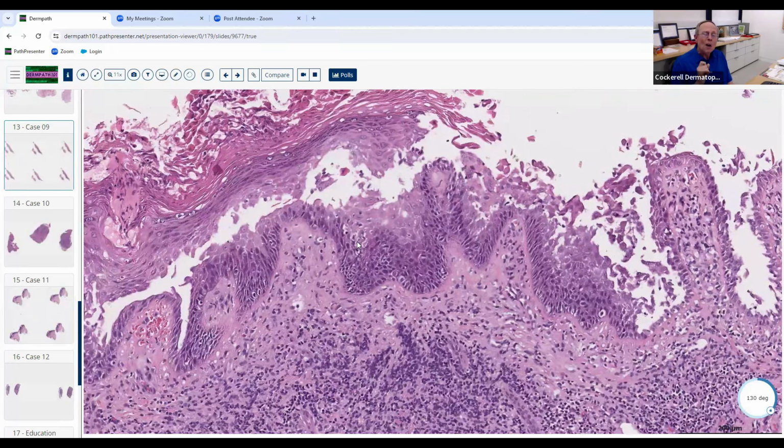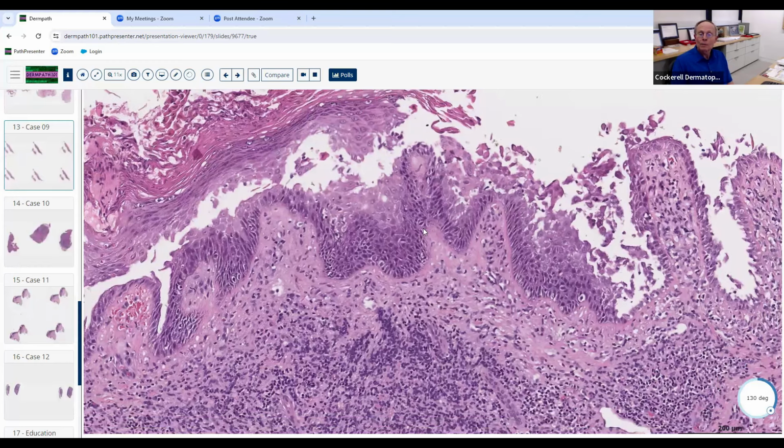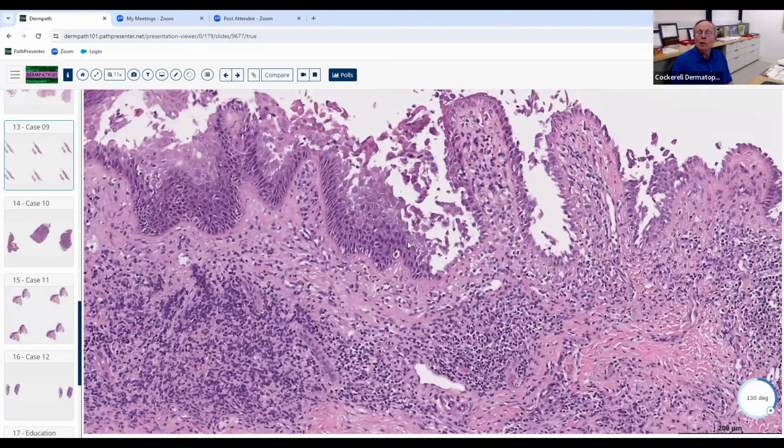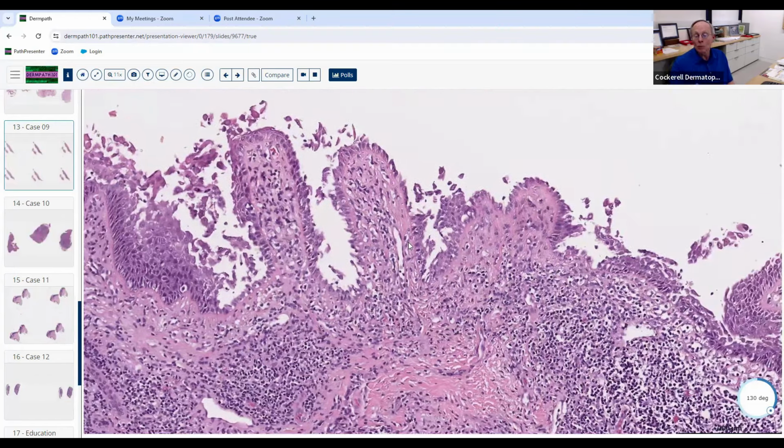Now, this is really far less likely to be superficial pemphigus, because that really and truly does give you the acantholysis just up in this area right here. So once you get down to the level of the basal cell layer and whatnot, you can pretty much throw superficial pemphigus out the window.